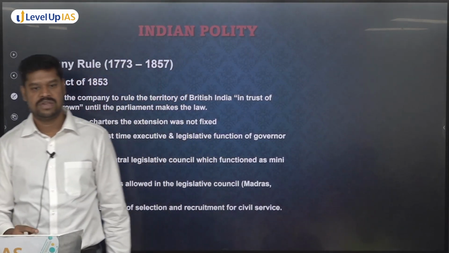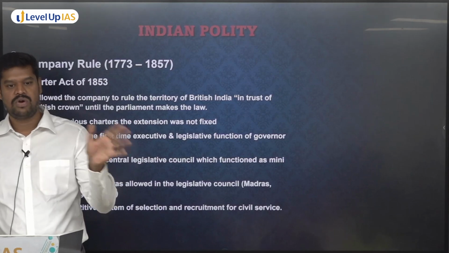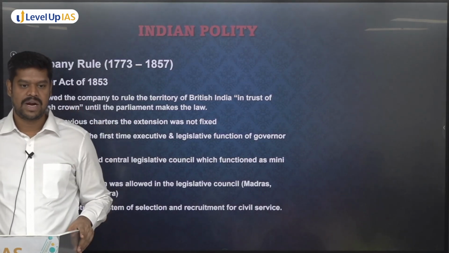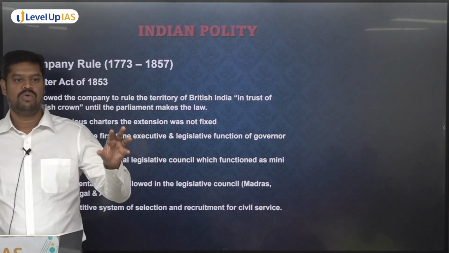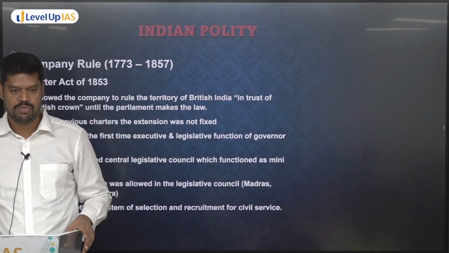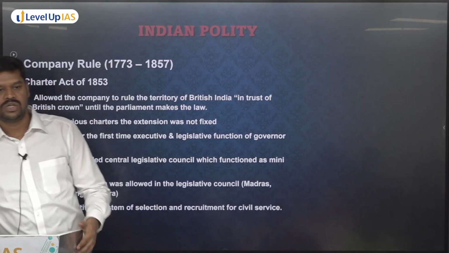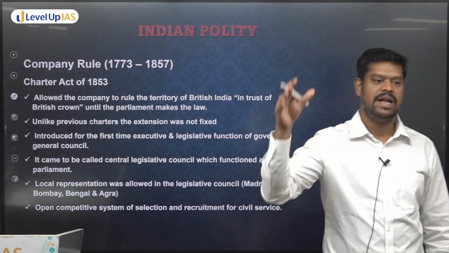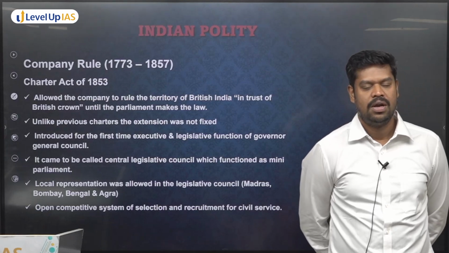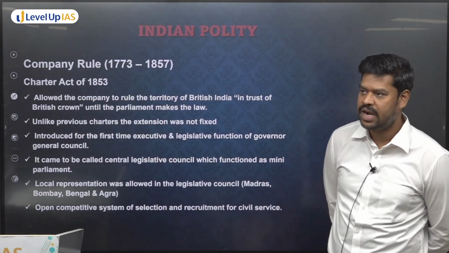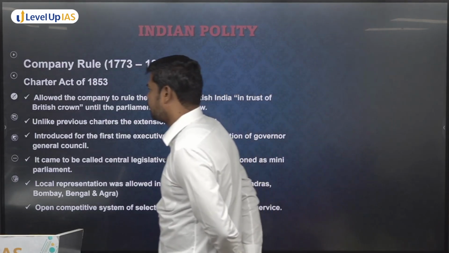Earlier they had given a fixed time limit of 20 years, but now they have not given any fixed time limit. They only said that till the time the decision is taken by the Parliament, till the new law is enacted by the British Parliament in this regard, the company would retain its position as an administrative body on behalf of the British Crown. That means this itself is a very clear indication that sooner or later the administration might be directly taken up by the British Crown. So that is one of the significances of the Charter Act of 1853, but it had certain other significance also in addition to that.